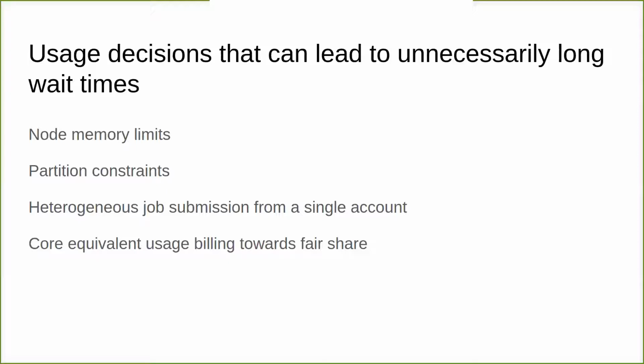And then finally, the recent usage of an account contributes towards the fair share and hence the priority order of the jobs. So it's important to understand how the jobs are actually billed towards the fair share. Core equivalence is an important part of that, where the amount of memory that you're requesting is integrated into how much a job is billed.